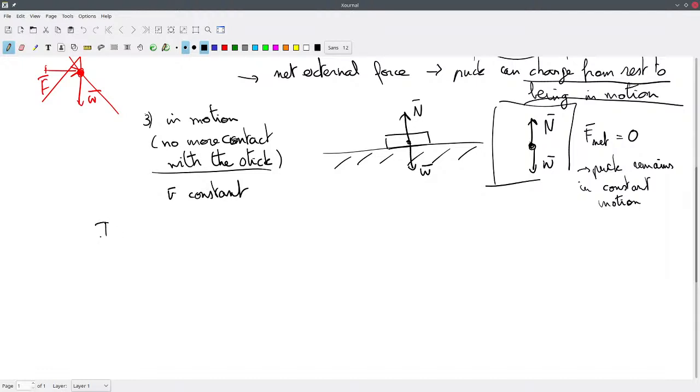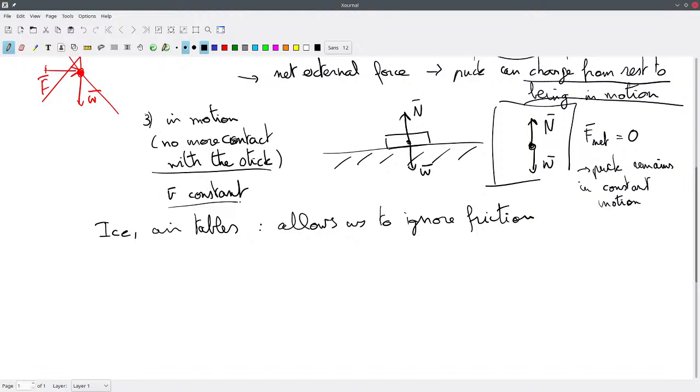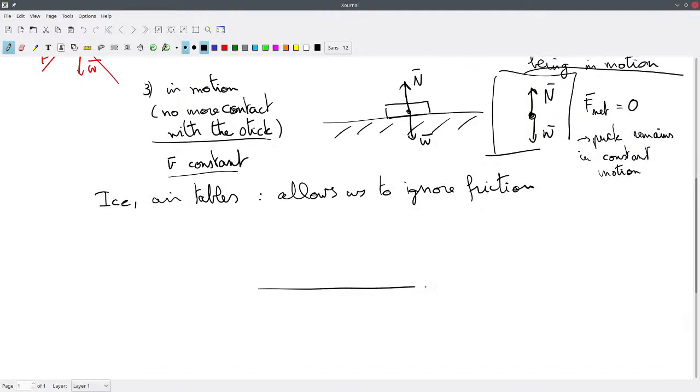So anytime we're talking about ice or about air tables, this allows us to ignore friction. And of course, we know that there must be some friction, because even a puck on ice will ultimately not keep its velocity at a constant value forever. And I don't mean that it hits the sides of the hockey rink, but it will ultimately slow down, and there will be some friction, and that is, in some sense, a force.